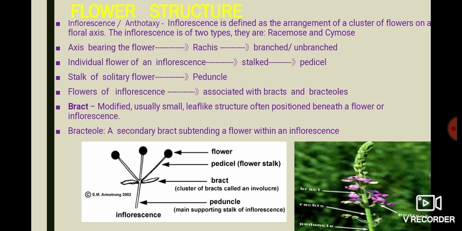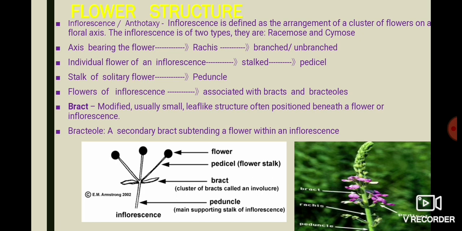Now let me tell you what is inflorescence or anthotaxy. The other name for inflorescence is anthotaxy. What is it? The arrangement of flowers on the floral axis is called the inflorescence. Like, how the flower is being arranged, what parts are coming after what, that entire arrangement is called your inflorescence or anthotaxy.